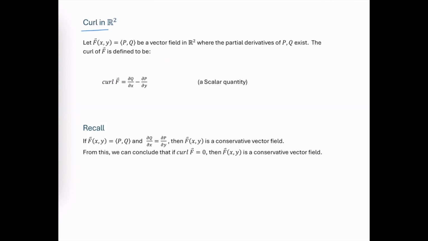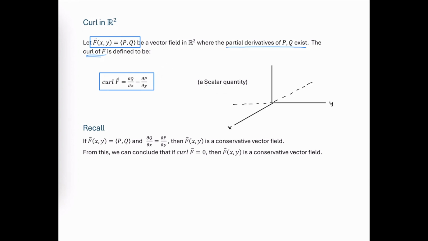Now let's consider the curl in two-dimensional space. In R2, we're going to have a two-dimensional vector field with components P and Q, and when those first partials of P and Q exist, then we can calculate the curl of that vector field, which is then defined to be the partial of Q with respect to x minus the partial of P with respect to y. And the output of a curl in two dimensions is going to be a scalar quantity.